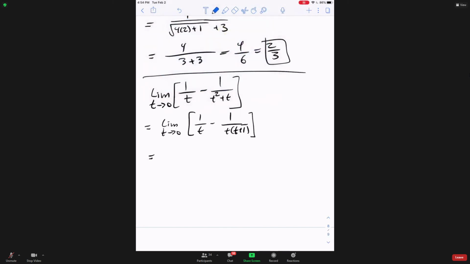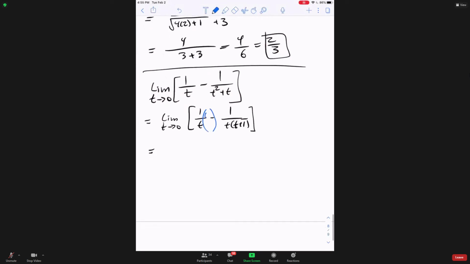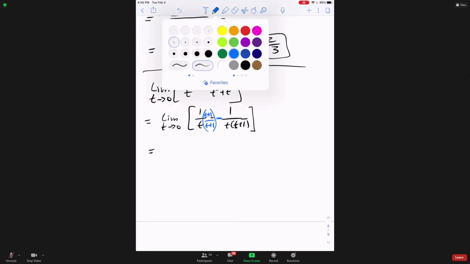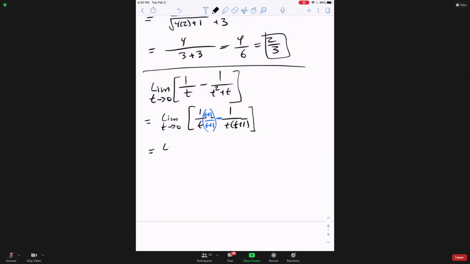It's t times t plus 1. So this right one has it. This one you're going to multiply by t plus 1 over t plus 1. And then the minus sign is here still. So we got limit as t approaches 0 of t plus 1 over t times t plus 1 minus 1 over t times t plus 1. Now they have the same denominator, so I can go ahead and subtract and combine like terms.